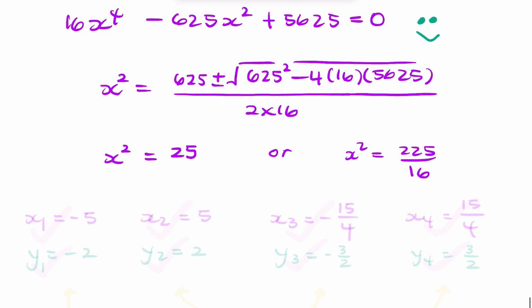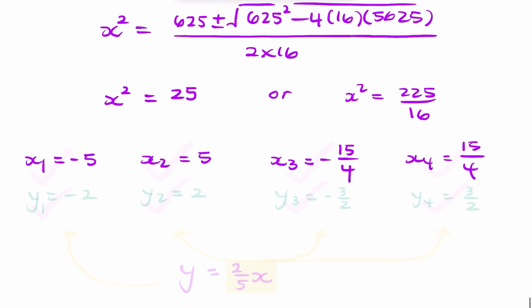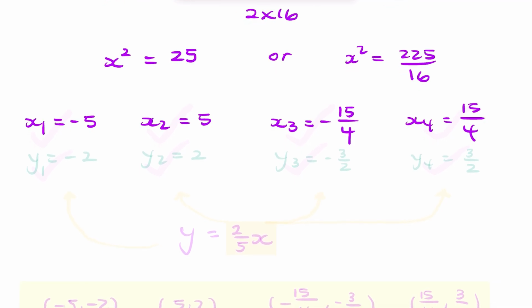So we can take the square root of both. So we now have 4 solutions. We've got x1 equals -5, x2 equals 5, x3 equals -15 over 4, x4 equals +15 over 4. So now we have 4 x coordinates for our stationary points.